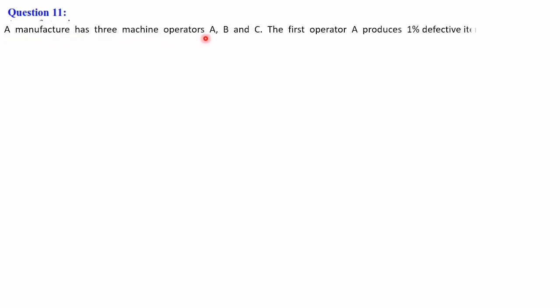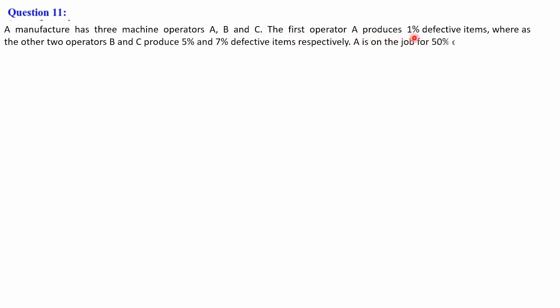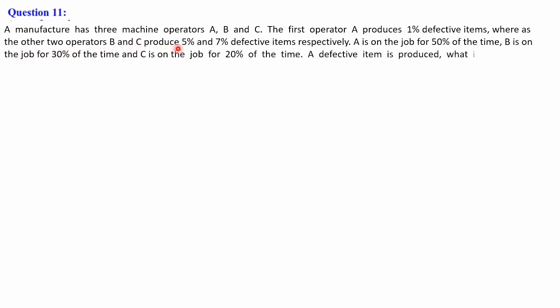Next we shall discuss question number 11. A manufacturer has 3 machine operators A, B and C. The first operator A produces 1% defective items, whereas the other 2 operators B and C produce 5% and 7% defective items respectively. A is on the job for 50% of the time, B is on the job for 30% of the time, and C is on the job for 20% of the time. A defective item is produced. What is the probability that it was produced by A?